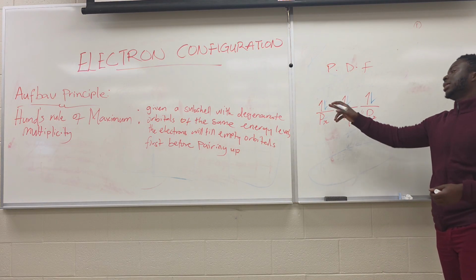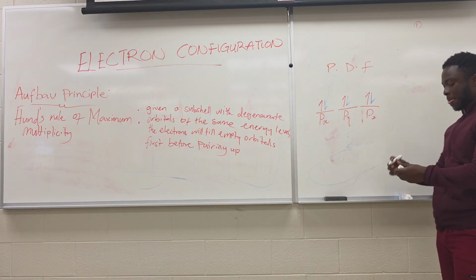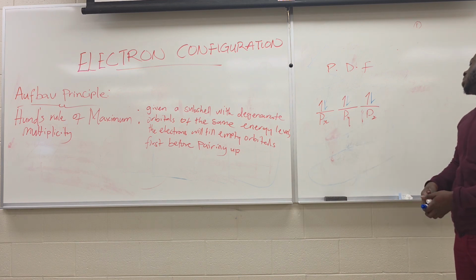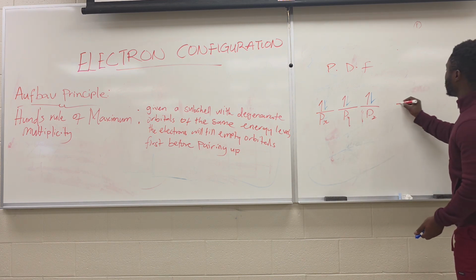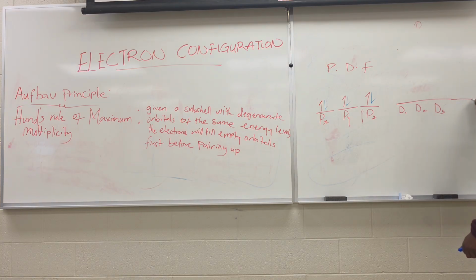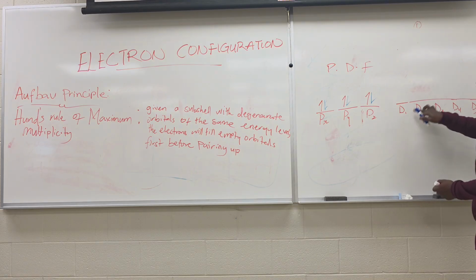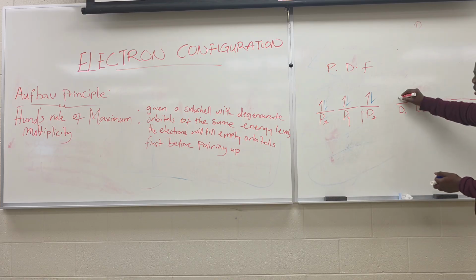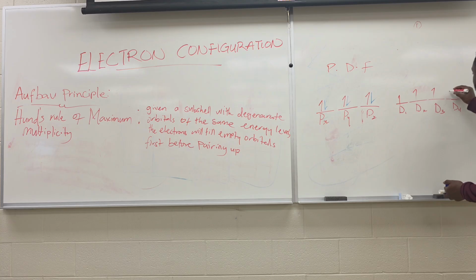Now you get to know why the spin is up and down, and not up or down in the same orbital. So this is how it will feel. Same thing applies to the D orbital. For the D orbital, you have D1, D2, D3, D4, and then D5. Same thing, you would want to fill them separately first, 1, 2, 3, 4, 5, before you pair them, 1, 2, 3, 4, 5.